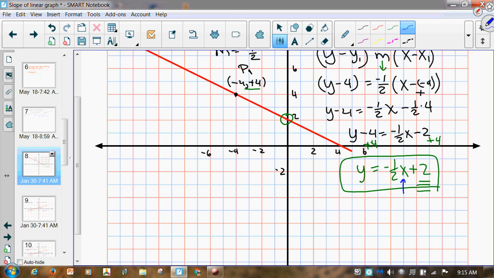Okay, so that's the instruction for using a point and a slope. And we're going to pause here. I think what I'll do is make a separate video for using 2 points.